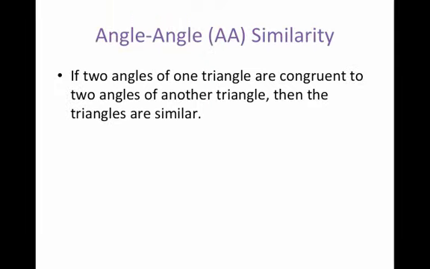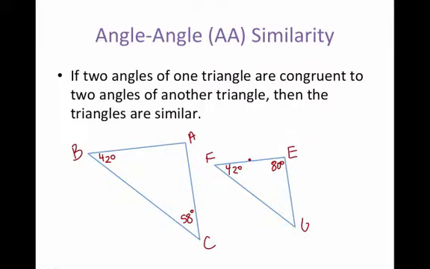So starting with the angle-angle similarity, it says that if two angles of one triangle are congruent to two angles of another triangle, then the triangles are similar. I don't need to find anything about the sides. I don't need to find out if they're proportional, and I don't need to find out what the third angle is. So here's an example of using the angle-angle similarity.